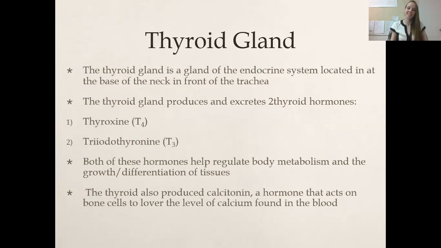So the thyroid gland is the gland of the endocrine system located at the base of the neck in front of the trachea. It produces and excretes thyroxine, also called T4, and triiodothyronine, which is also called T3. Both of these hormones help to regulate your metabolism, as well as have some role in the growth and differentiation of tissues. The thyroid also produces another hormone called calcitonin, which acts on the bones to lower your blood calcium levels.